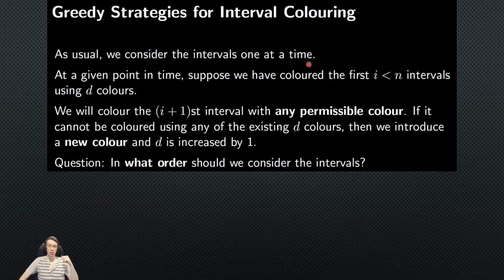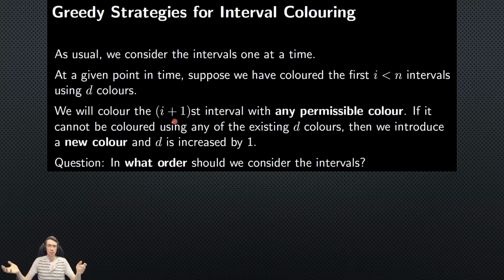Well, as usual, we're going to consider the intervals one at a time. And at a given point in time, meaning at any stage in the algorithm as we're making our various choices, suppose we've colored the first I intervals. So we've made our first I choices. What are our choices going to be? Well, for each of those first I intervals, we will have chosen a color. And suppose we've used D colors so far. Well, we have to color the I plus 1th interval. We're going to color it with any permissible color.